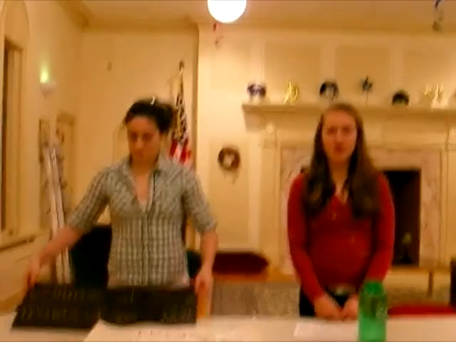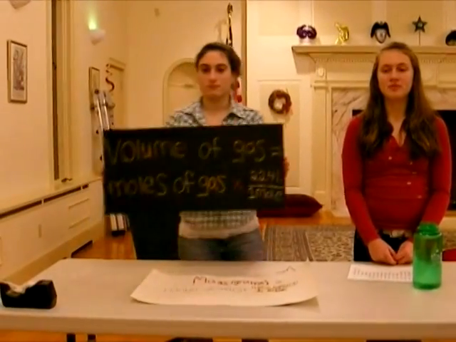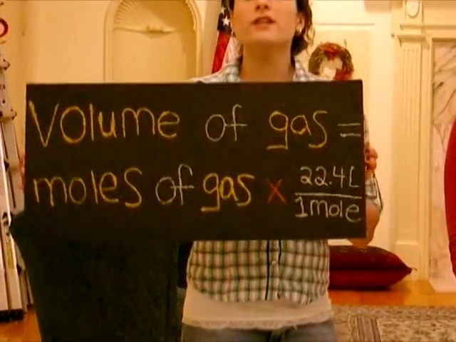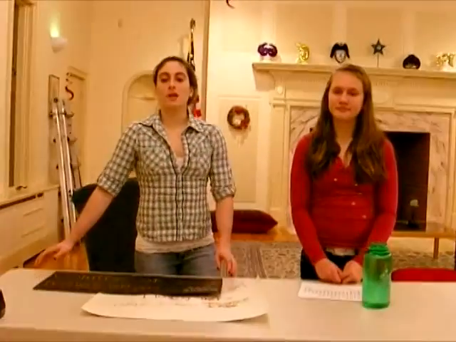The equation for determining the volume of an element is this. Volume equals moles times 22.4 liters over 1 mole. 22.4 liters is a standard measurement of volume used to represent 1 mole of a substance. So let's say we have 2 moles of oxygen. We would set the formula up like this: 2 moles of oxygen times 22.4 liters of oxygen over 1 mole unit. The mole units cancel out, leaving us with 44.8 liters of oxygen.